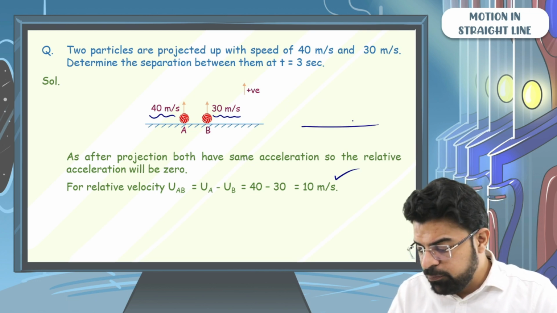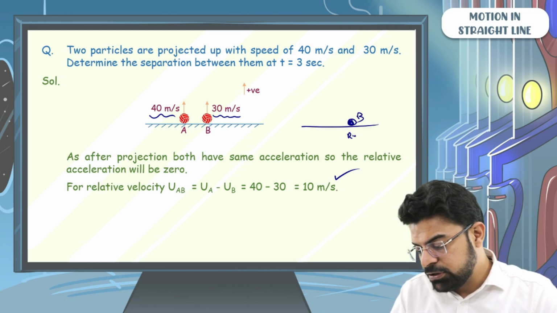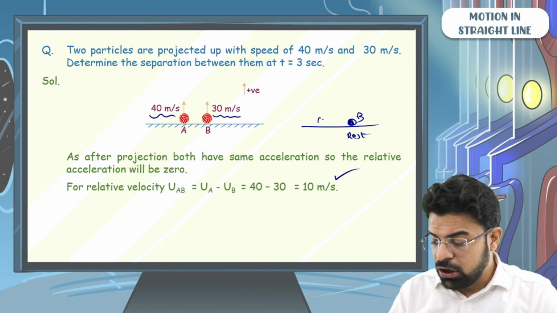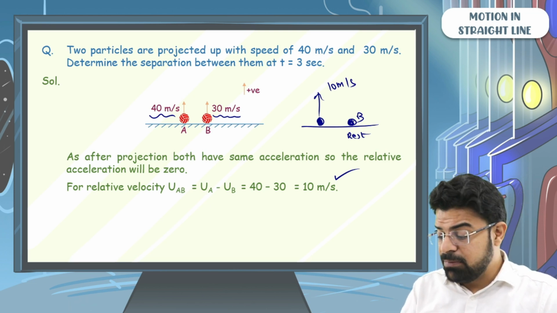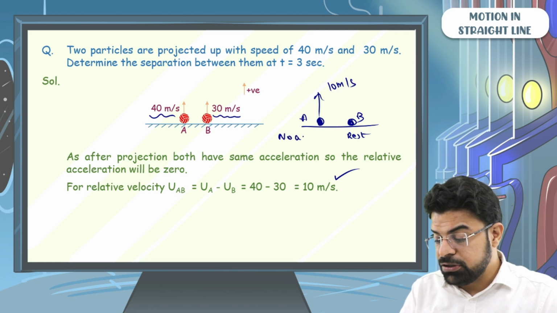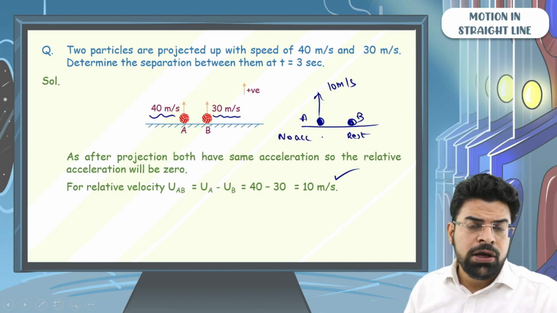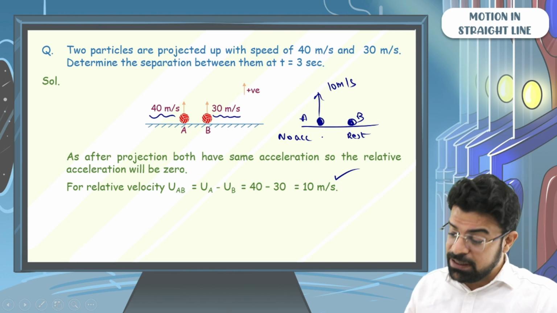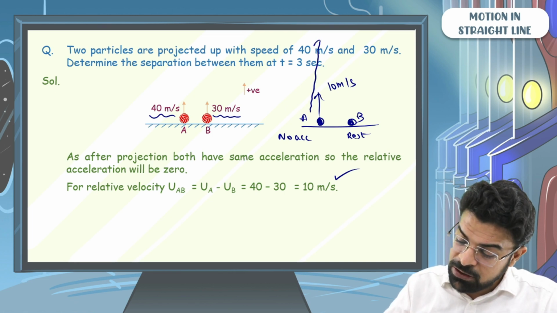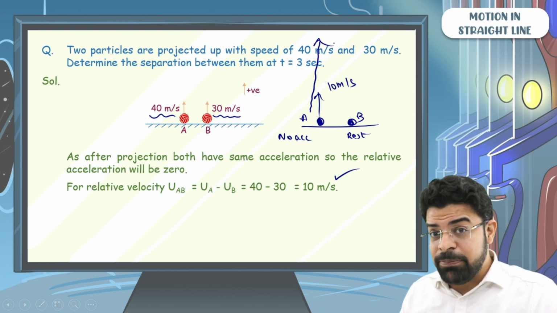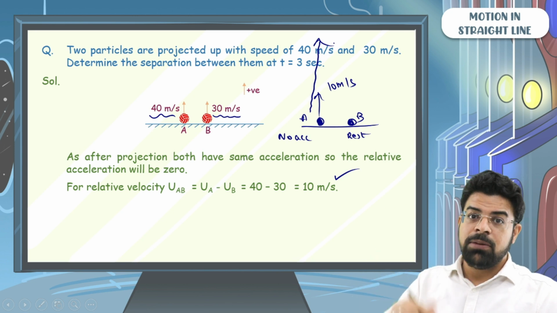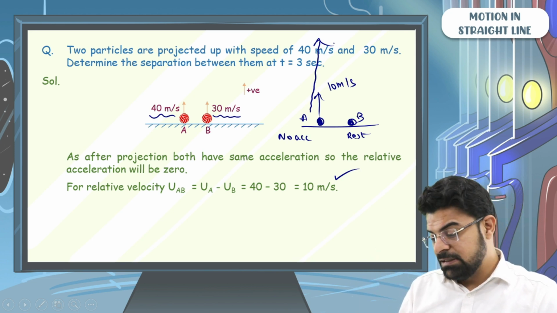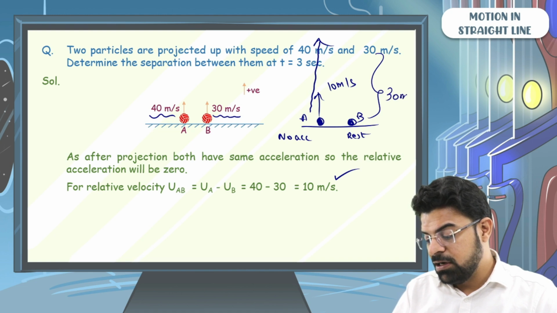So in the frame of B, B will say I am at rest. A has got an upward velocity of 10 meter per second. Since we both have the same acceleration, as seen by B, A will have no acceleration. The relative acceleration will be 0. As seen by B, since A has no acceleration, A will keep on moving with a constant velocity of 10 meter per second for 3 seconds, so the relative separation between them will be 30 meter.